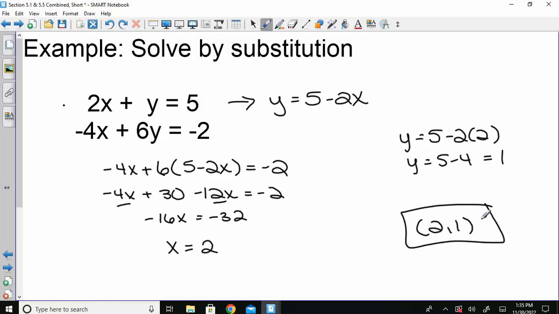How could you check this? Plug it in. You need to check both. 2 times 2 is 4, plus 1 is 5, negative 8, plus 6 is negative 2. Don't fall into the trap of thinking it has to be nice, pretty answers every time. You might have some fractions or decimals. That's okay. Are we good with substitution?